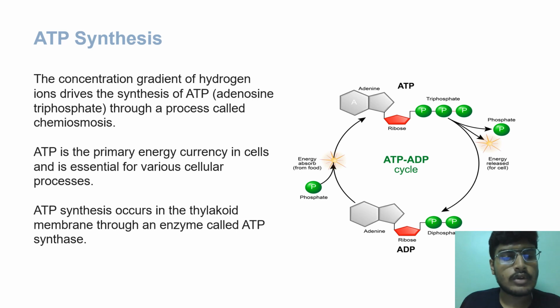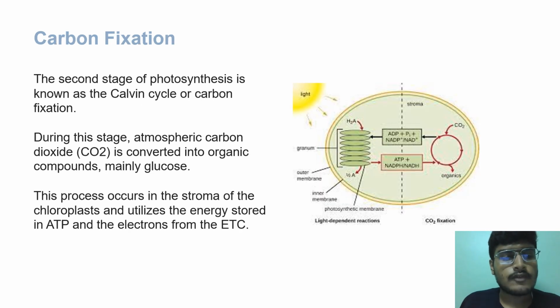ATP means adenosine triphosphate. The concentration gradient of hydrogen ions drives the synthesis of ATP through a process called chemiosmosis. ATP is the primary energy currency in the cell and is essential for various cellular processes. ATP synthesis occurs in the thylakoid membrane through an enzyme called ATP synthase. And the next is carbon fixation.